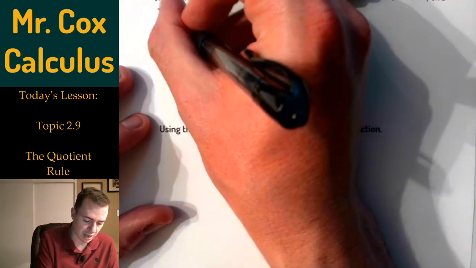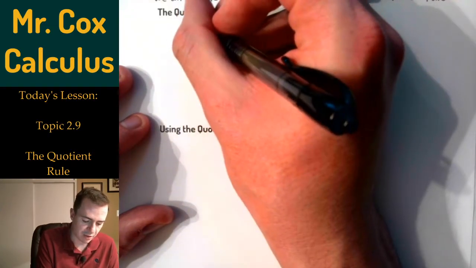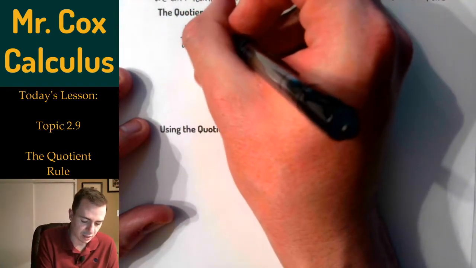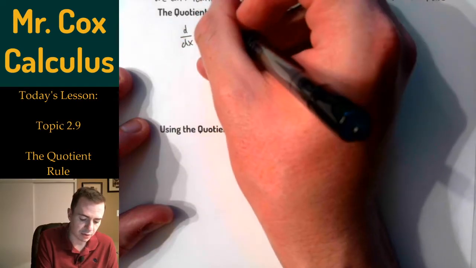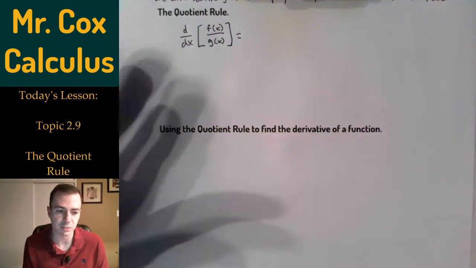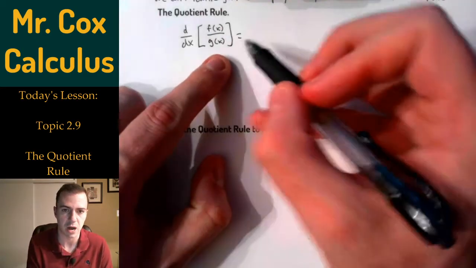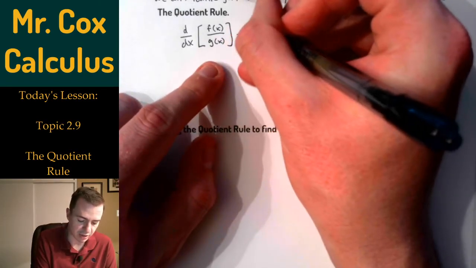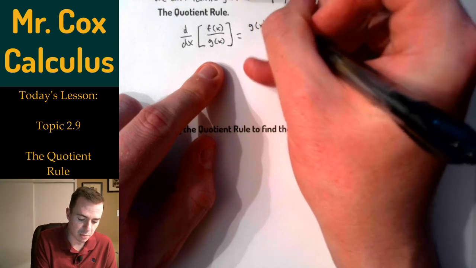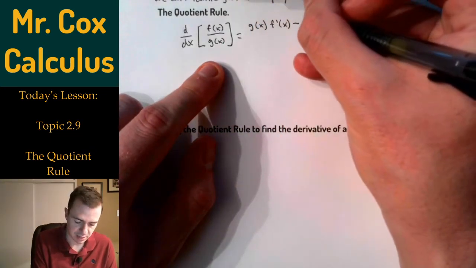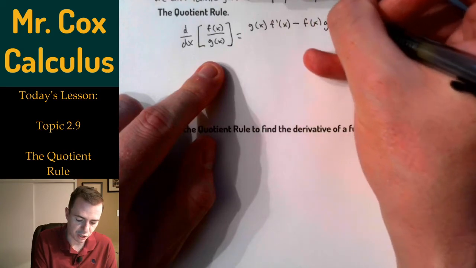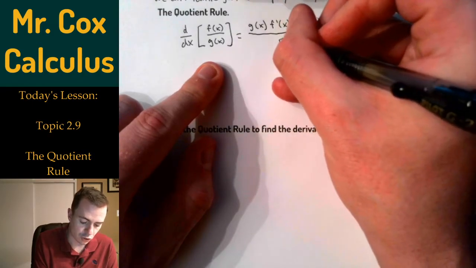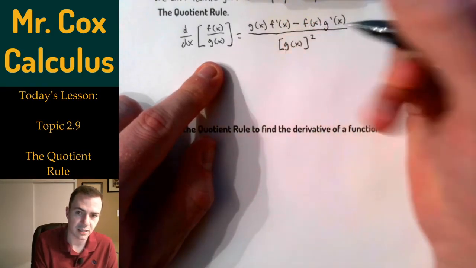But what the quotient rule says is if I want to take the derivative of a function that is expressed as a quotient of two functions, in other words, f of x over g of x, and it equals, and this may look kind of nasty, I'll give you a little bit of a mnemonic to try to remember it at the end. What it equals is, in the numerator, you're going to have g of x times f prime of x minus f of x times g prime of x, and it's going to be all over g of x quantity squared.